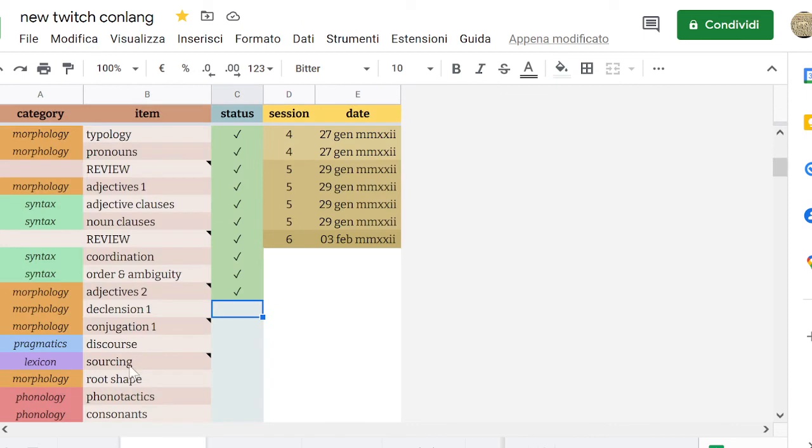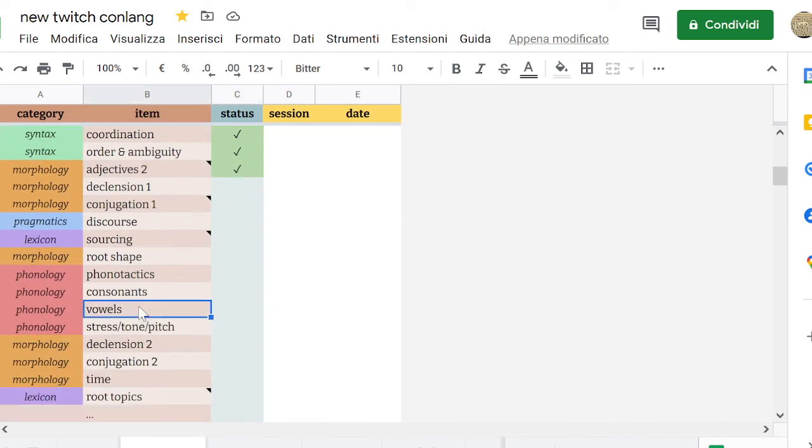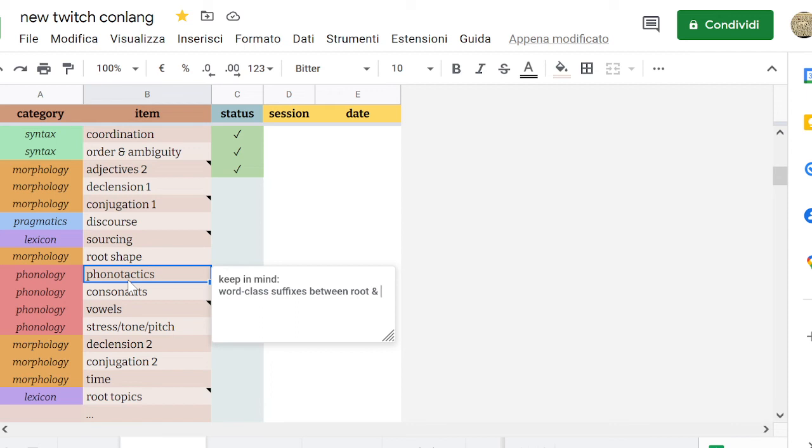So I'm going to look at my agenda and mark that. So when I say vowels, let's keep in mind noun classes, and I want to think about OA versus, I'm going to say like collective versus singulative, OA versus OE, with Kiki Boba in mind. And then with consonants, or I guess phonotactics, I want to say keep in mind word class suffixes between root and cases.